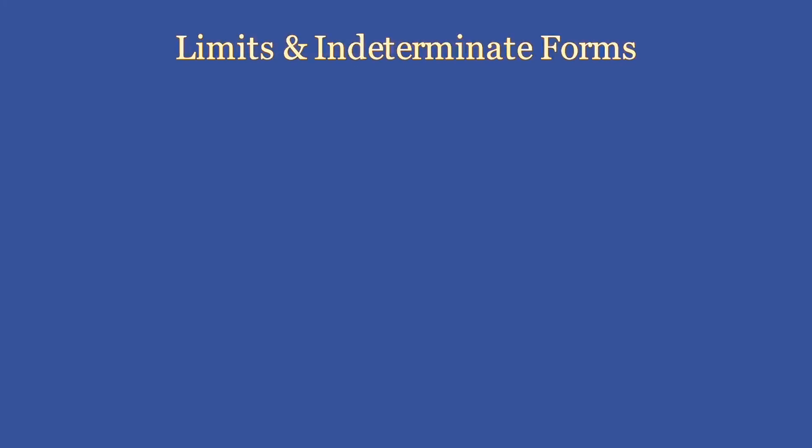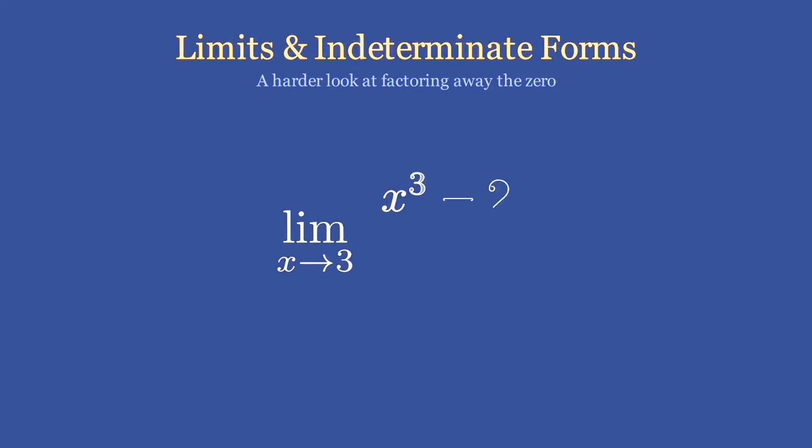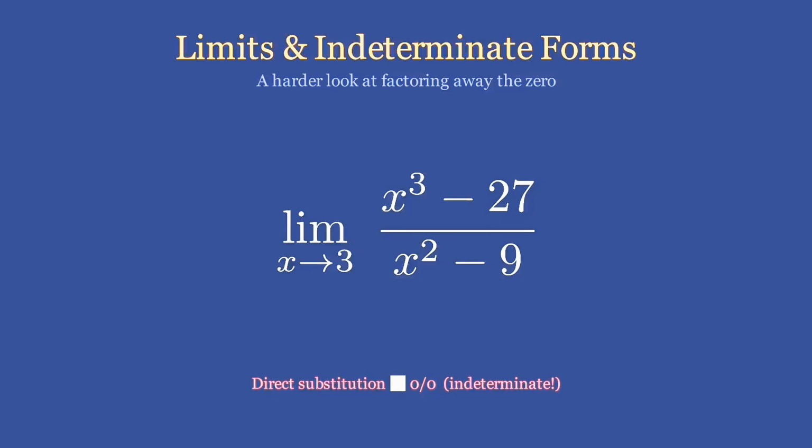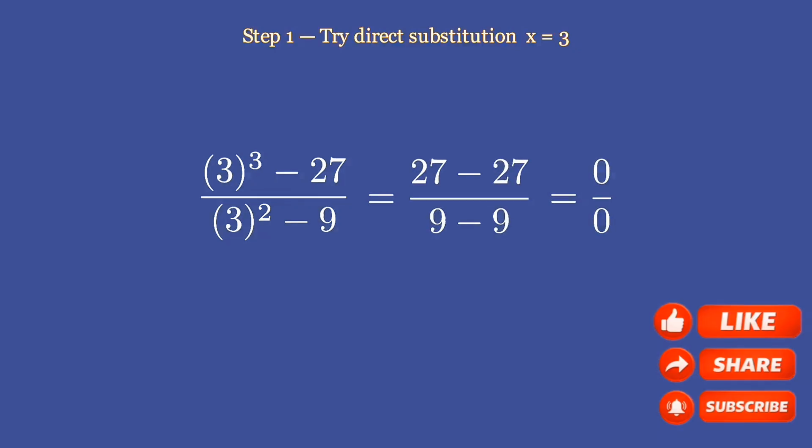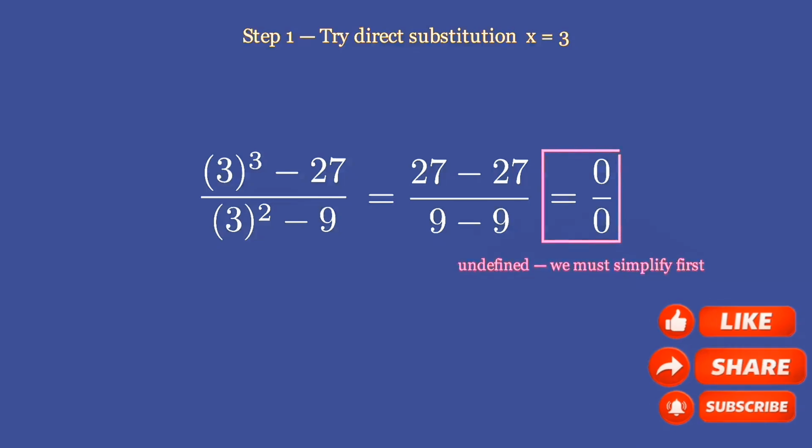Let's evaluate the limit. Question 1: limit as x approaches 3 of (x³ − 27)/(x² − 9). Step 1, direct substitution. We replace x with 3. The numerator becomes 3³ − 27, which is 27 − 27, equal to 0. The denominator becomes 3² − 9, which is 9 − 9, also equal to 0. Since we get 0/0, this is an indeterminate form, so we need to simplify the expression.